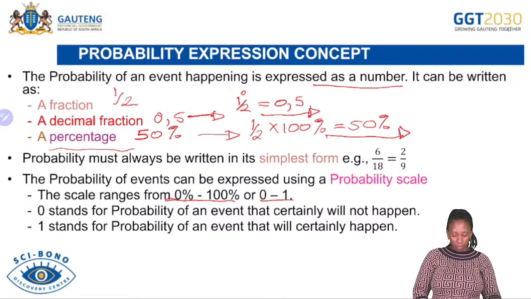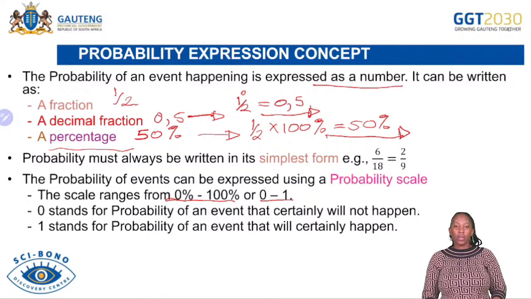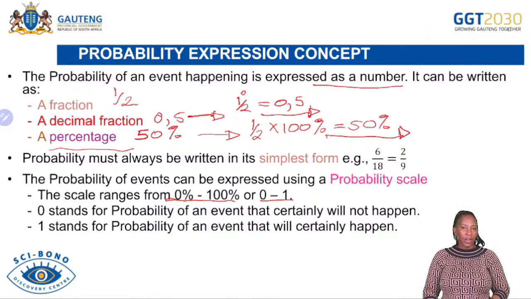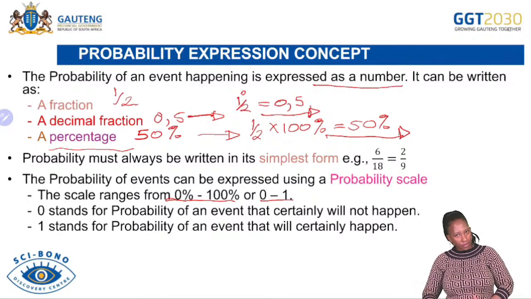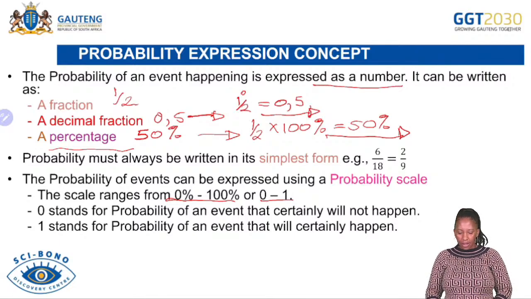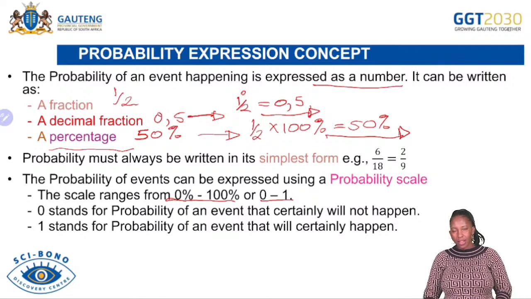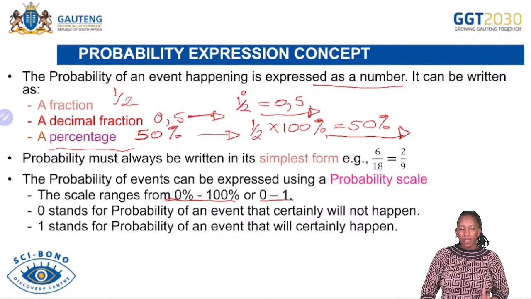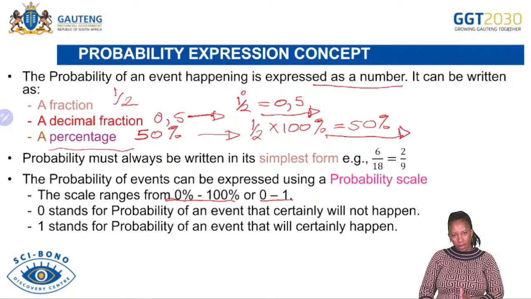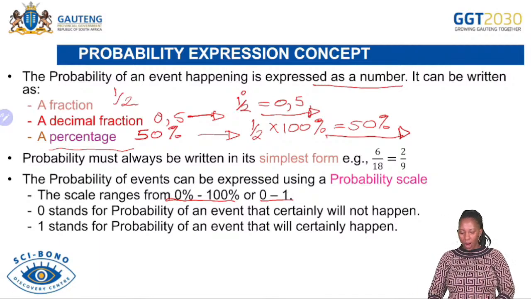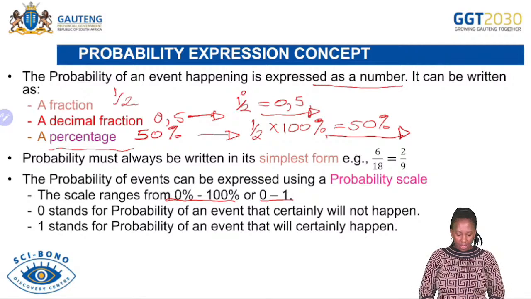So if it is 0% to 100%, you know now we'll be talking about the percentages. It's 0, then it's 25, it's 50, it's 75, then it's 100%. If it's 0 to 1, then it is 0, and then it is 0.25, we have 0.5, and then we have 0.75, we have 1, if we are using that scale.